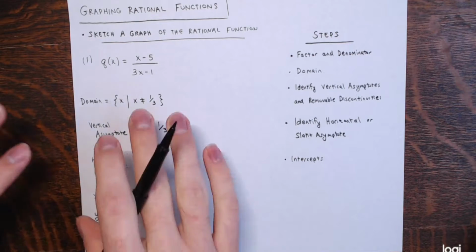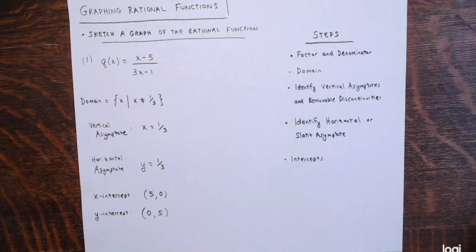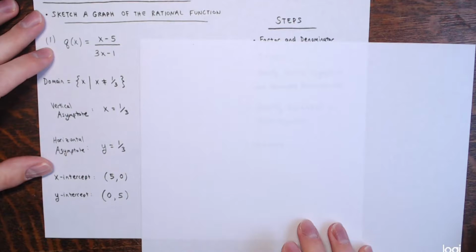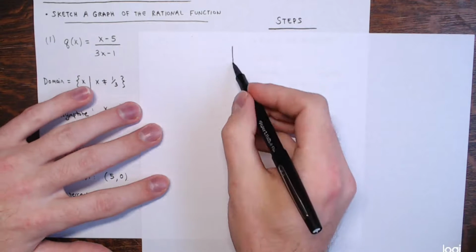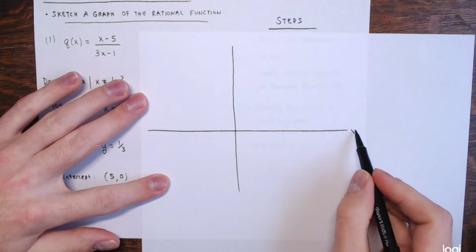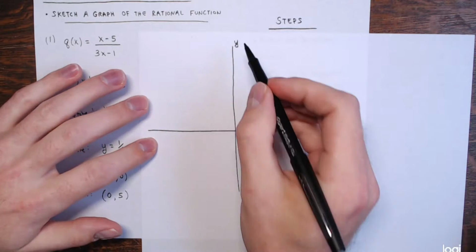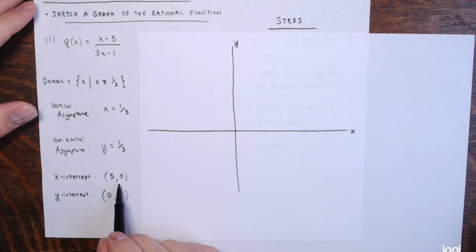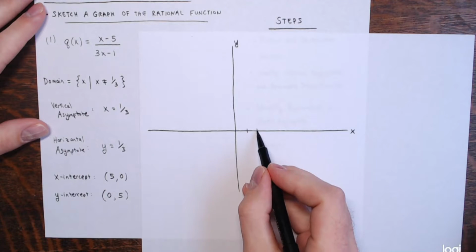Alright, so I'll start sketching all this information on a piece of paper on a very rough graph. So there's the y-axis, the x-axis, and the x-intercept 5, 0.